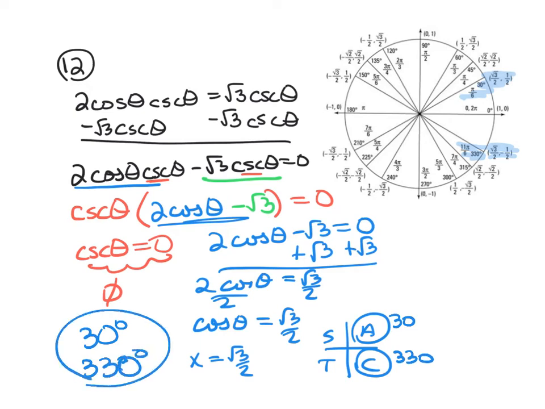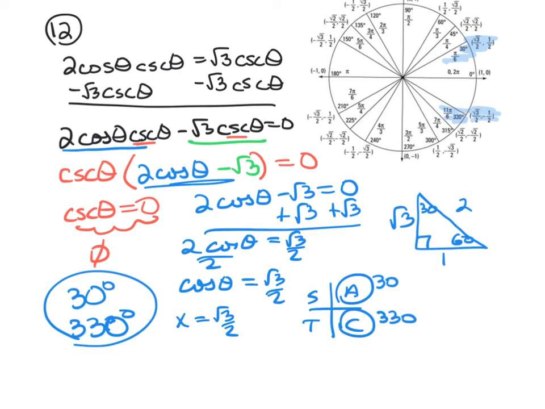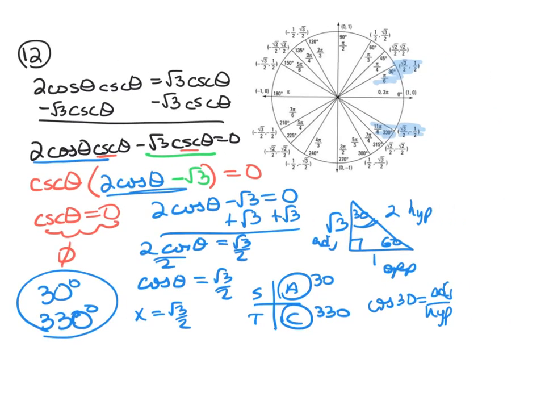Now, again, you could also draw your triangle for the blue. 30, 60, 1, 2, root 3, and again, cosine, let's do it based off the 30, opposite, adjacent, hypotenuse. Cosine of 30 degrees is adjacent over hypotenuse, so adjacent is root 3 over 2, which is what I wanted, so that tells me my reference angle was 30. And then I put it into this, and I still get the same answers. Let's try number 13.